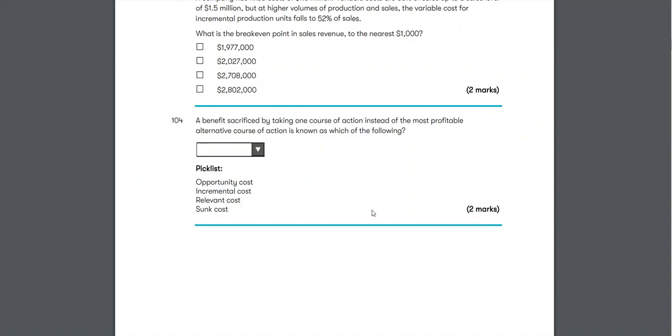Okay, a benefit sacrificed by taking one course of action instead of the most profitable alternative course of action is known as which of the following? Remember, when you are choosing one thing over another thing, that is called opportunity cost.